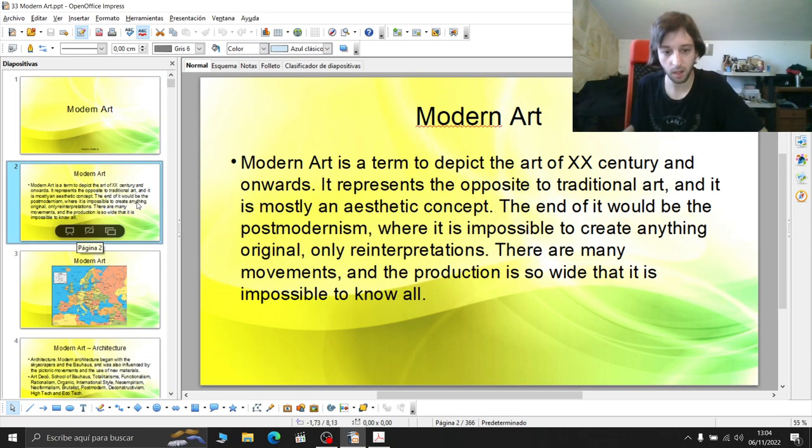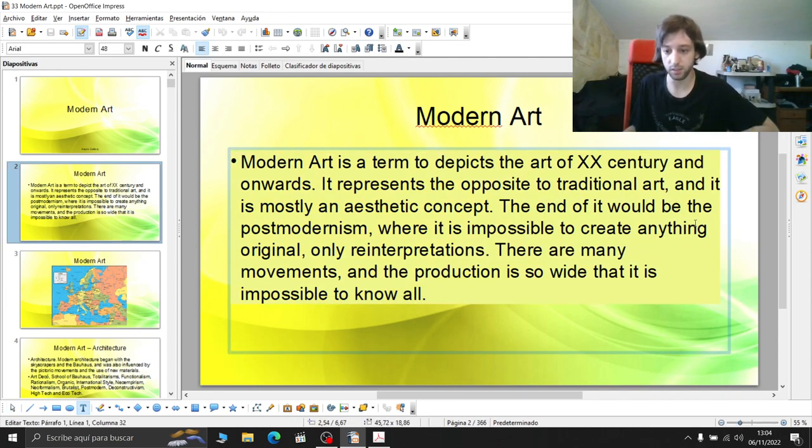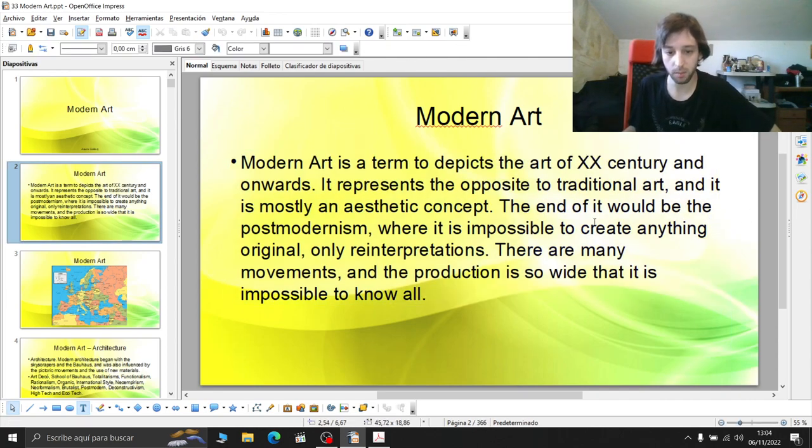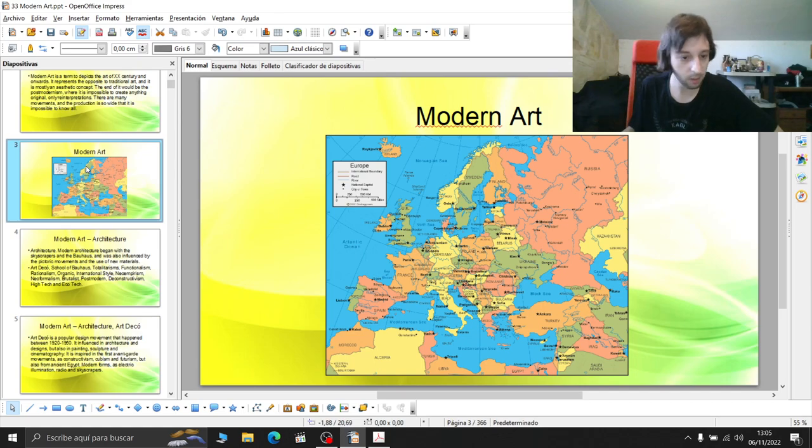Modern art. Modern art is a term that depicts the art of the 20th century and onwards. It represents the opposite to traditional art, and it is mostly an aesthetic concept. The end of it will be postmodernism, where it is impossible to create anything original, only reinterpretations. There are many movements, and the production is so wide that it is impossible to know all. Here a map.